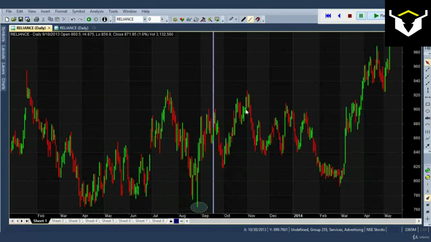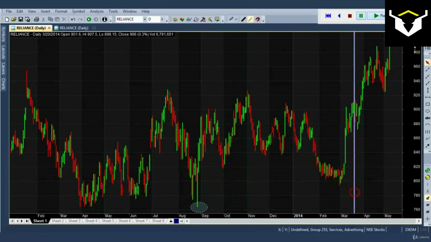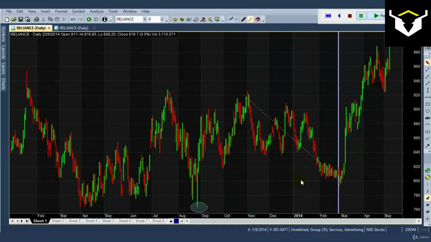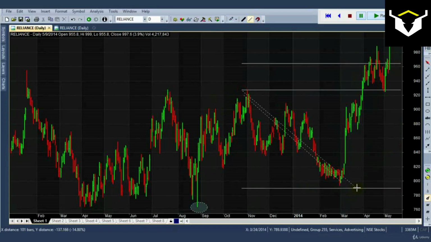After this low, prices made swings, but the largest swing was this, lasting from the month of November, 1st November, to 28 February. So I'll use this swing to plot my extension level here.